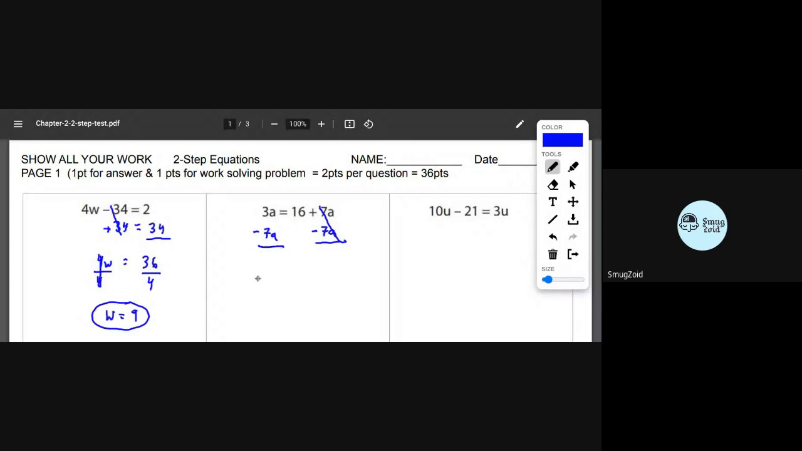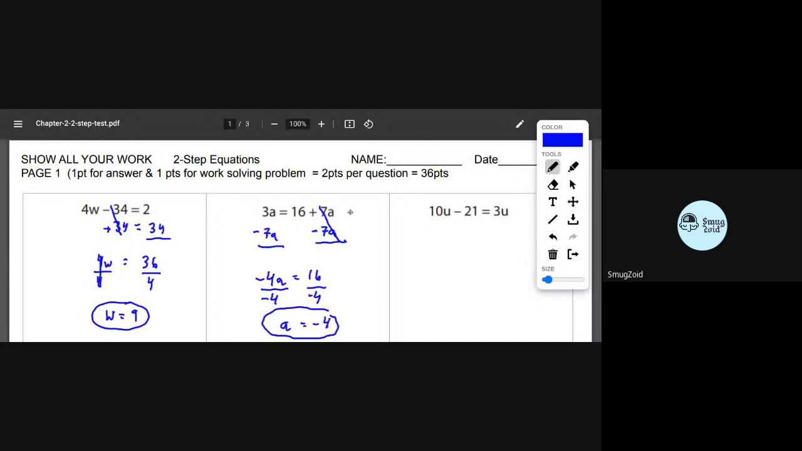That's going to give us an integer of negative 4a equals 16. Now you just divide by the coefficient in the front, minus 4, to both sides, and you'll get a equals negative 4. All right. Let's look at this guy. We have 10u minus 21 equals 3u.